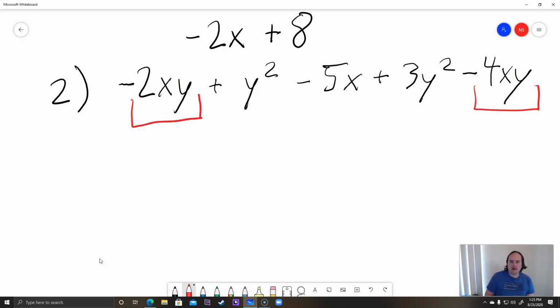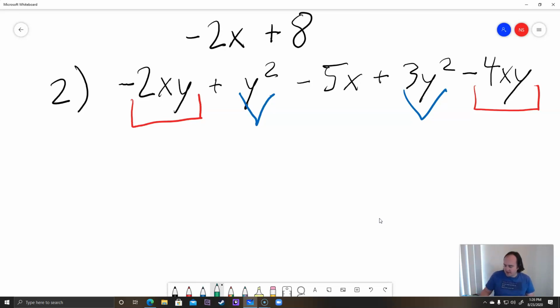Okay, and then what else do we have here? What are the other like terms? Well, we have the terms involving y squared. So we have y squared here and 3y squared over there. So those are both like terms because they have the exact same variables raised to the exact same powers. Okay, so I'll put a different symbol underneath those. And you don't have to write the symbols underneath, but I like to do that just to make it easier so I know which ones are like terms.